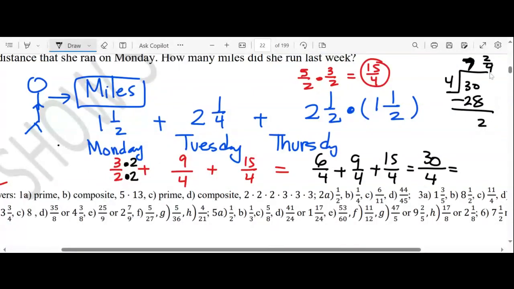2 over 4. So here, you're going to have 7 and 2 over 4. Yes, we cancel the 2 with the 4. What are you going to get? 7, 1 over 2. So how many total she ran? 7.5 miles. Is this clear?